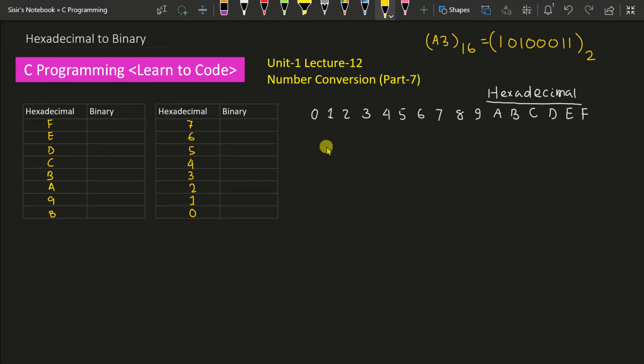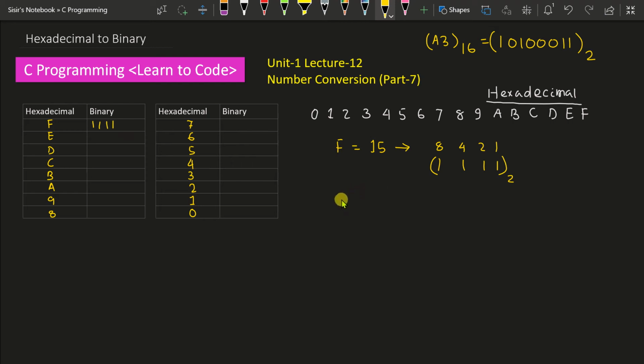So let's say F. F means 15. If you want to convert 15 to its binary equivalent, let us use the formula 1, 2, 4, 8. So 8 plus 4 is 12, 12 plus 2 is 14, 14 plus 1 is 15. So you should put 1, 1, 1, 1. This is the binary equivalent of 15. So you will write 1, 1, 1, 1 here.